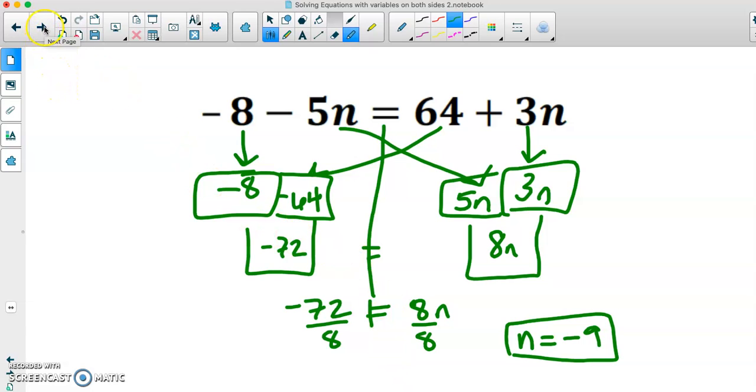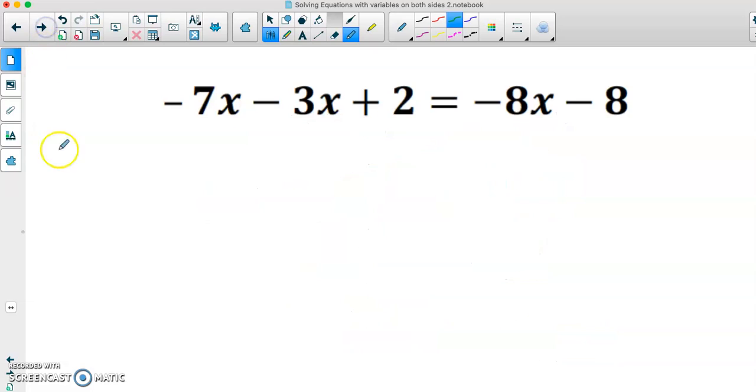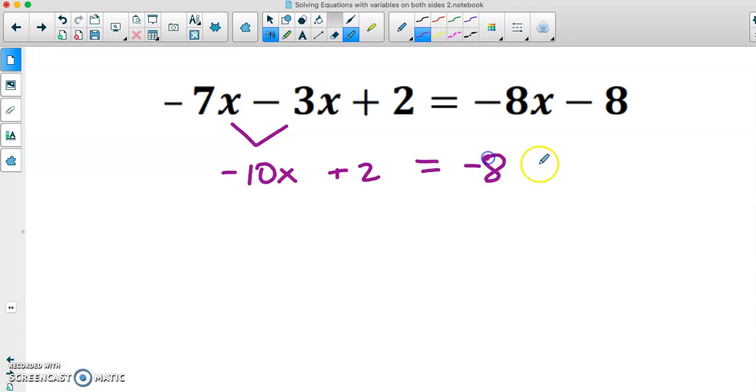All right, let's do one more together. Go ahead and write this down. Pause the video if needed. Notice this is a little different. We have to combine like terms first. So -7x and -3x, I'm going to put those together. That's going to be -10x plus 2 equals -8x minus 8.